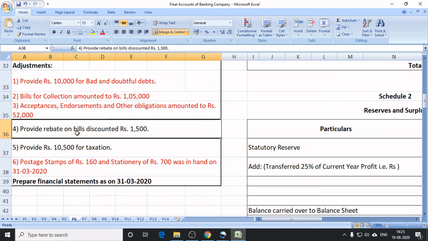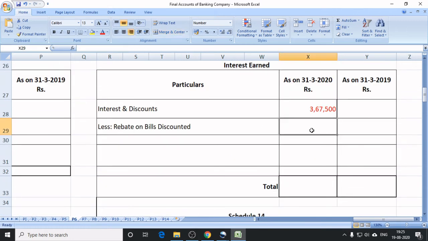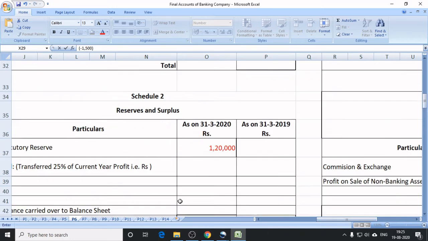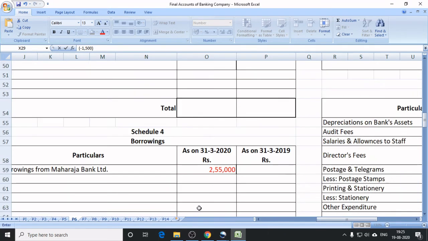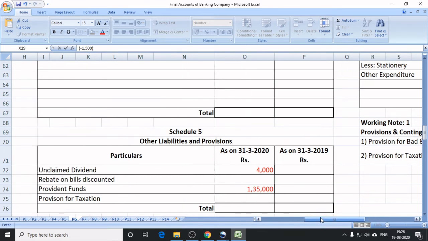Now the next is rebate on bills discounted. Now you know that there are two effects of unexpired discount. First, deduct from schedule number 13, interest earned, 1,500 rupees. And the second effect is show it under schedule number 5, rebate on bills discounted, as rebate on bills discounted closes with a credit balance, here 1,500.